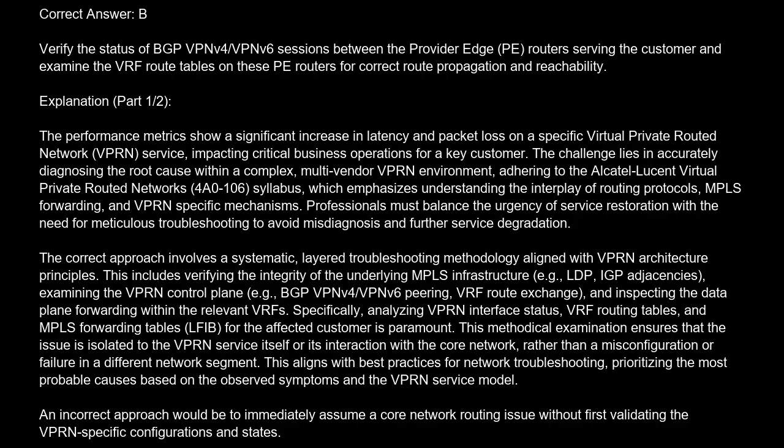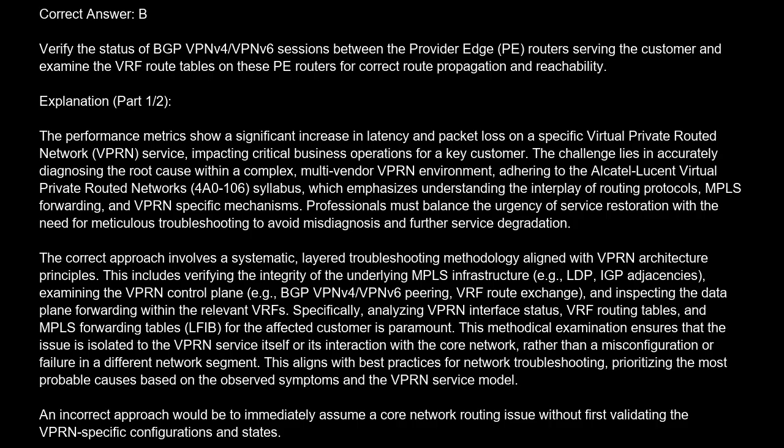Explanation. The performance metrics show a significant increase in latency and packet loss on a specific virtual private routed network, VPRN service, impacting critical business operations for a key customer. The challenge lies in accurately diagnosing the root cause within a complex, multi-vendor VPRN environment, adhering to the Alcatel Lucent Virtual Private Routed Networks 4A0-106 syllabus, which emphasizes understanding the interplay of routing protocols, MPLS forwarding, and VPRN-specific mechanisms.